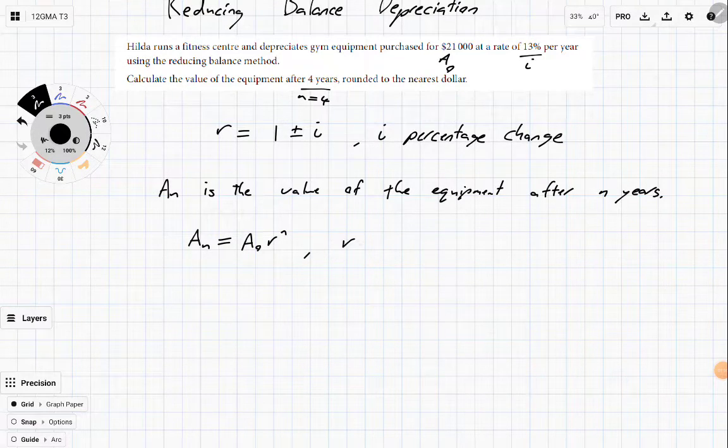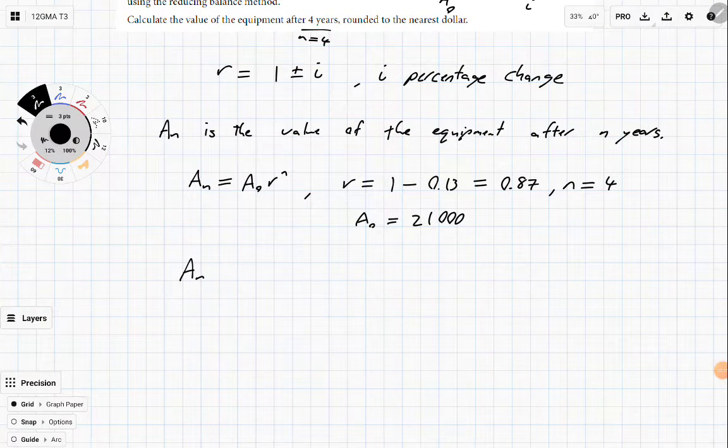Now, in this particular case, R is equal to 1 minus the depreciation, 0.13, 13% being 0.13. Now, that's equal to 0.87. And we said before, N is equal to 4, and we already said A0 is equal to 21,000. There we go. So A of N is equal to 21,000 times 0.87, our R, to the power of 4.